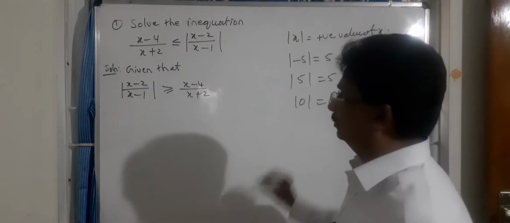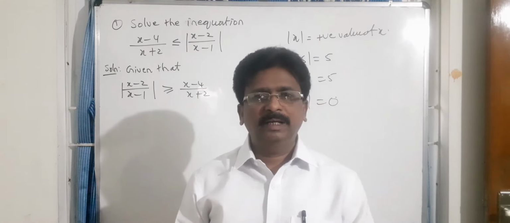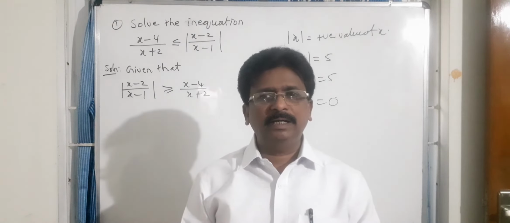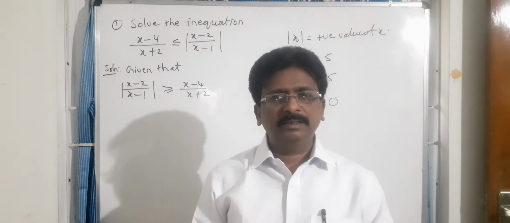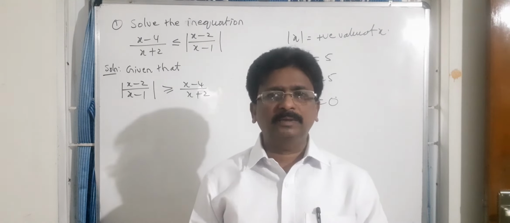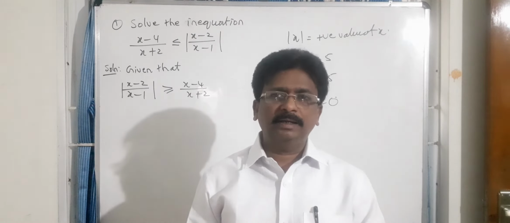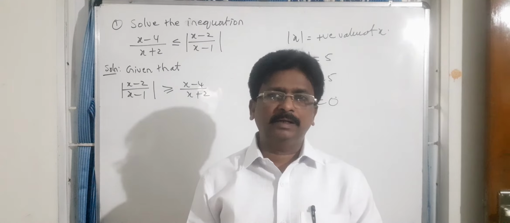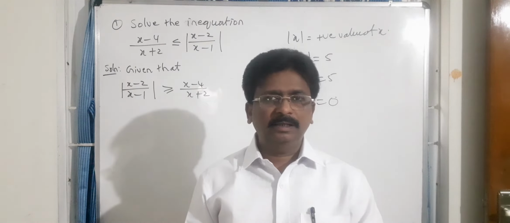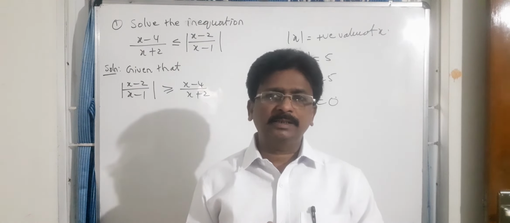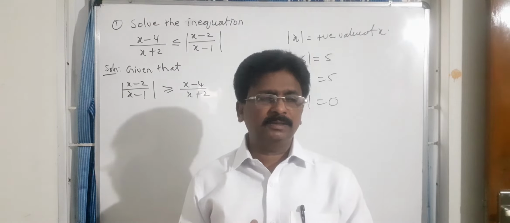But right side, there is no restriction for the right side. The value may be negative or positive, right side value. Therefore, according to the right side value, let us separate this question into the two cases. One is the RHS is less than or equal to 0, one case. And the second case, RHS is greater than or equal to 0.